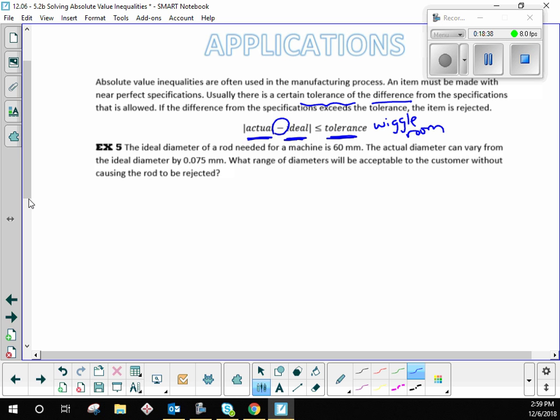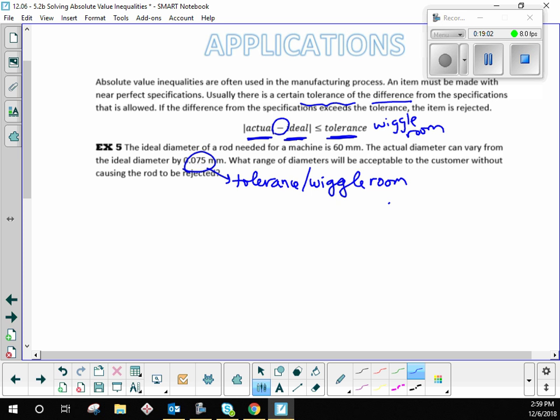So it says the ideal diameter of a rod needed for a machine is 60 millimeters. The actual diameter can vary from the ideal by 0.075. There's your wiggle room right there. That's the tolerance, the tolerance or the wiggle room. I'm going to use that forever, wiggle room. Thank you, Megan.